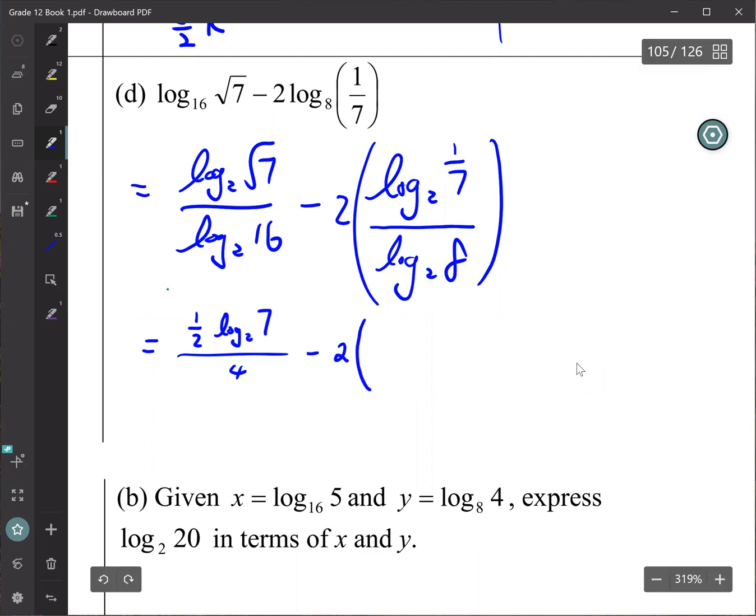Now for the second fraction. Okay, Donna, do you have something for the second fraction? Log base 2 of 7 to the power of -1, over 3. Okay, over 3. Now the -1, we can bring it to the front. So I'm going to bring it down. So negative. Okay.